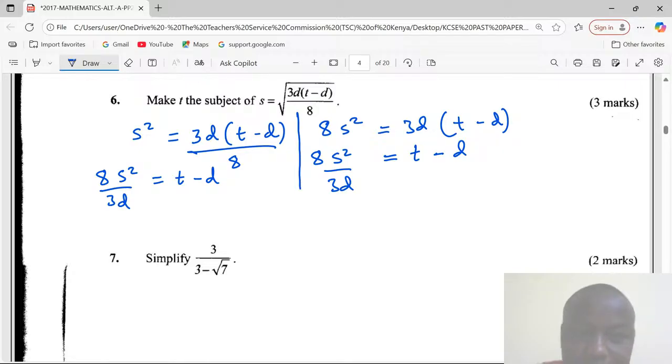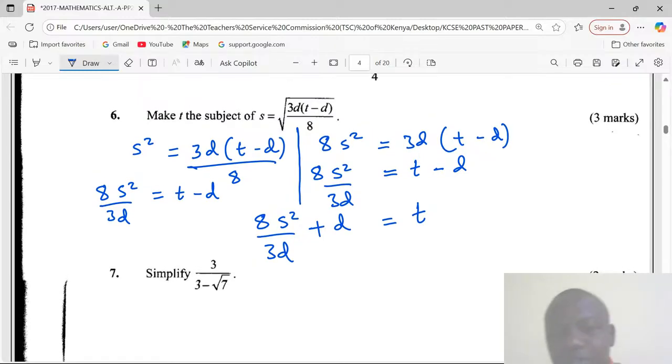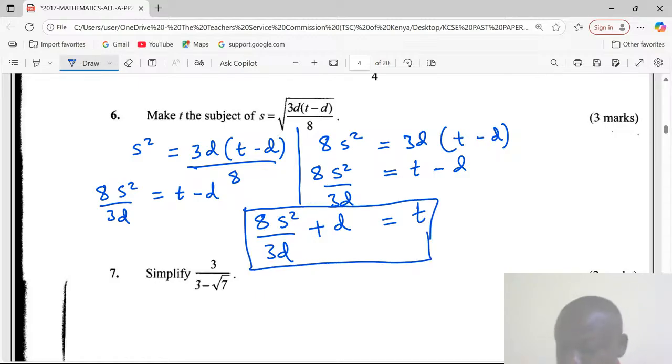So now that we've already managed to remain with T minus D on the right, we can remain with T by bringing negative D to the left-hand side where it shall be added. So now this shall be 8 S squared over 3D plus D. So now we are through with making T the subject of the formula.